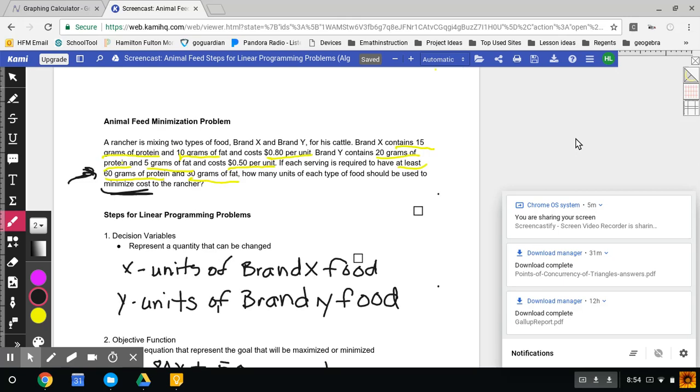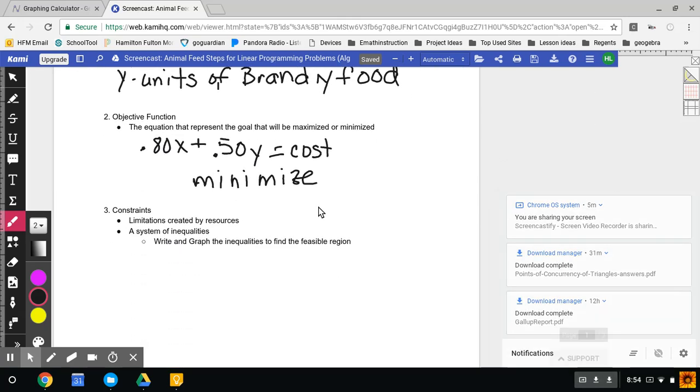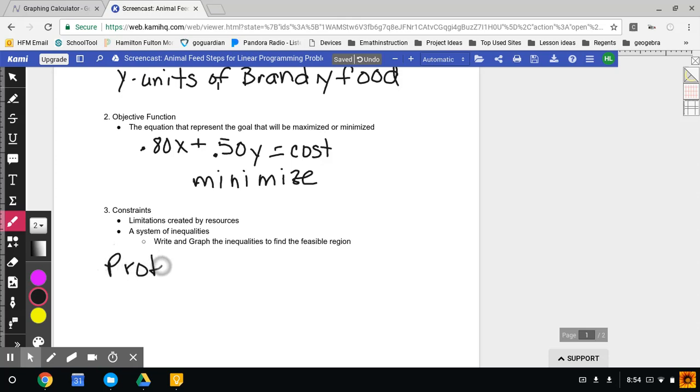All right. So going down to protein again. Let's try this again. Protein. So brand X has 15 grams of protein. Brand Y has 20 grams of protein. And that must be greater than or equal to 60.